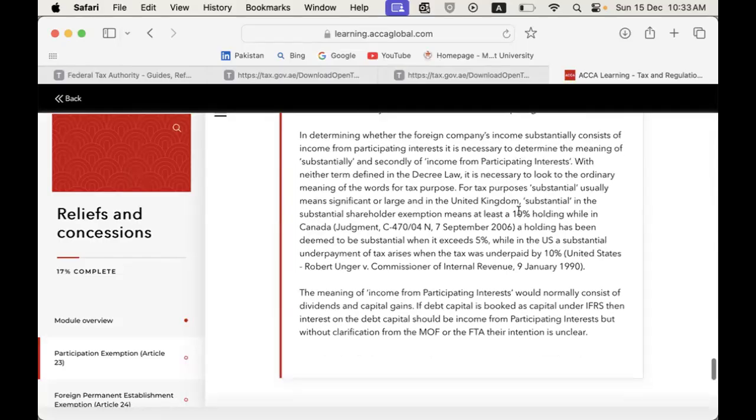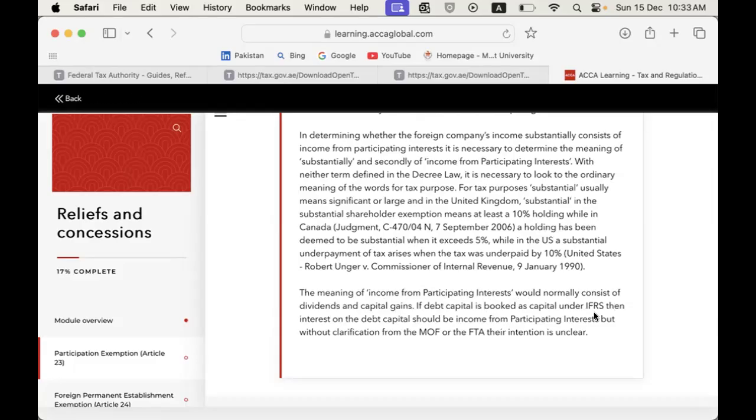For this purpose, substantially usually means significant or large. In the United Kingdom, substantial in the substantial shareholder exemption means at least a 10% holding, while in Canada, a holding is deemed to be substantial when it exceeds 5%. While in the US, a substantial underpayment of tax arises when the tax was underpaid by 10%. So basically between 5 to 10% would mean substantial. The meaning of income from participating interest would normally consist of dividends and capital gains.